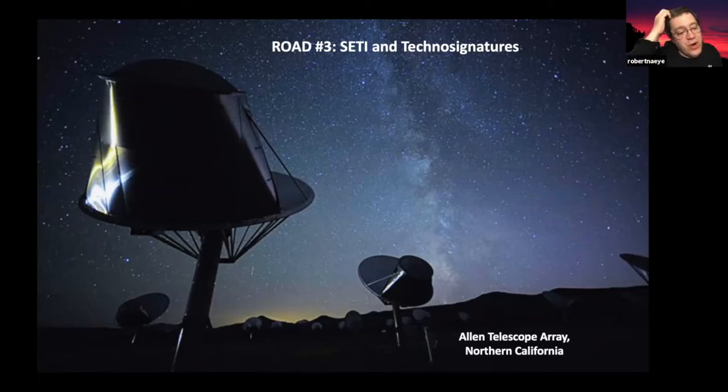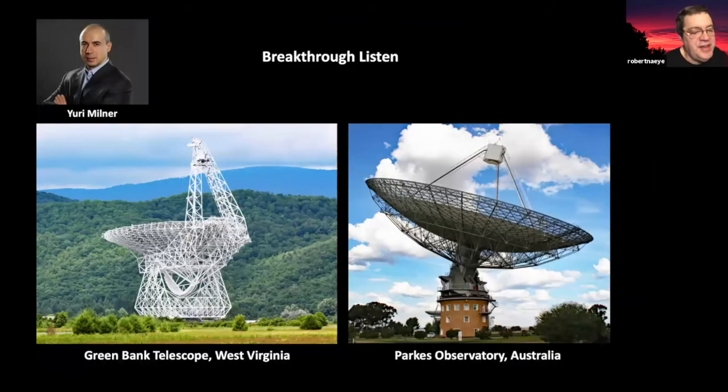This has been going on for quite a while. The projects right now are mostly piggybacking on routine radio observations of stars and galaxies. The most sophisticated and advanced radio SETI project going on right now is called Breakthrough Listen. It's funded by the Israeli-Russian billionaire Yuri Milner, who we see at the upper left. So it's using these two large telescopes, the Green Bank Telescope in West Virginia and the Parkes Observatory in Australia. And by the way, I visited both of these. These are both my photos. But it's using other telescopes as well.